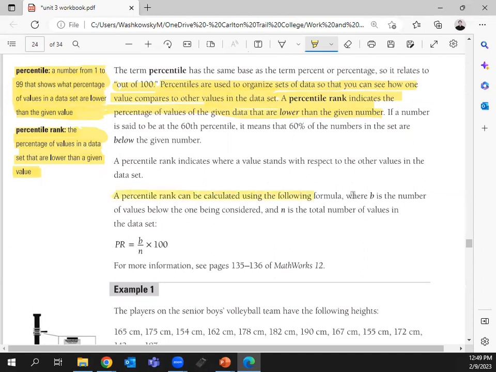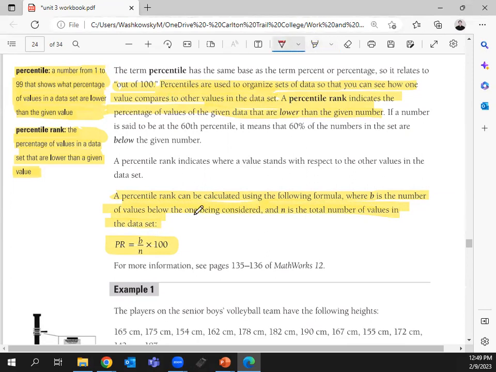So we have a formula for this. It looks more complicated than it is. I'll break it down here, but you're going to want to box this whole thing. This is our formula here, right? B is the number of values below the one being considered. And then N is the number of values in the data set. So how many people do we have in the classroom right here? Me included, 3, 4, 5, 6.